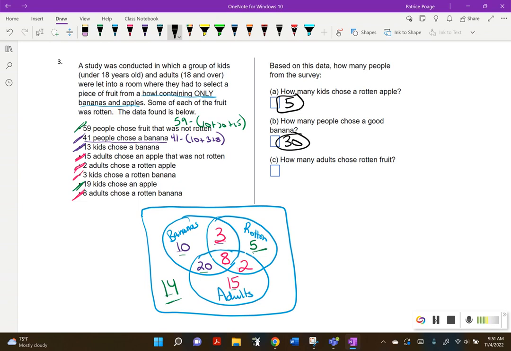How many adults, so they're in this circle right here, chose rotten, so not only are they in the circle, but we've narrowed it down to the 8 and the 2. Fruit, and that didn't narrow it down any further. That could be apples or bananas. So we're going to just do 8 plus 2 and get 10.